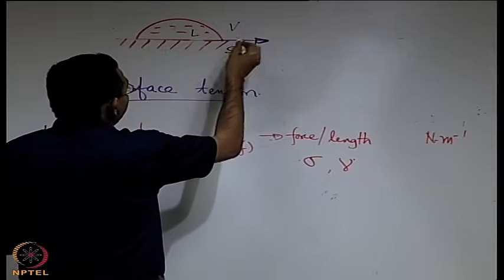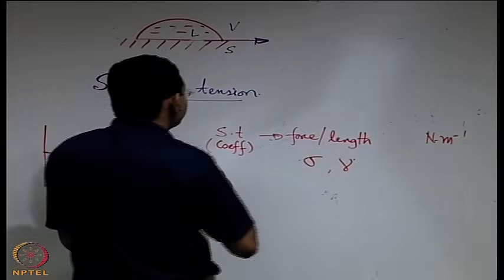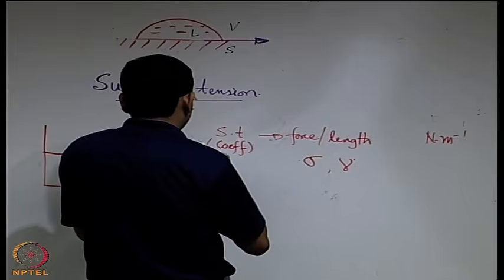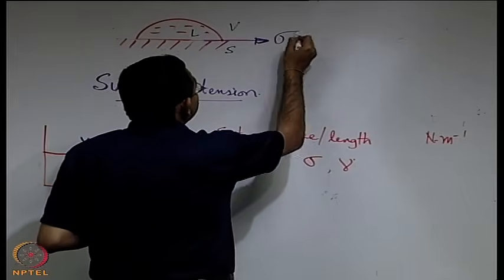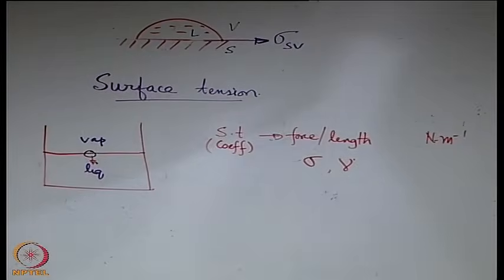So this is because of the interaction between which two phases? Yes, solid and vapor. So let us give it a name, sigma SV, S for solid, V for vapor. Whenever we are talking about a surface tension coefficient, it basically talks about two different phases which are forming an interface, and that is where the surface tension comes into the picture.